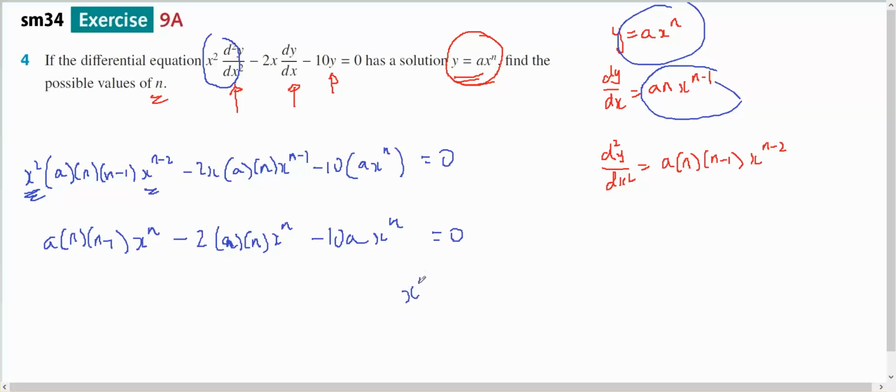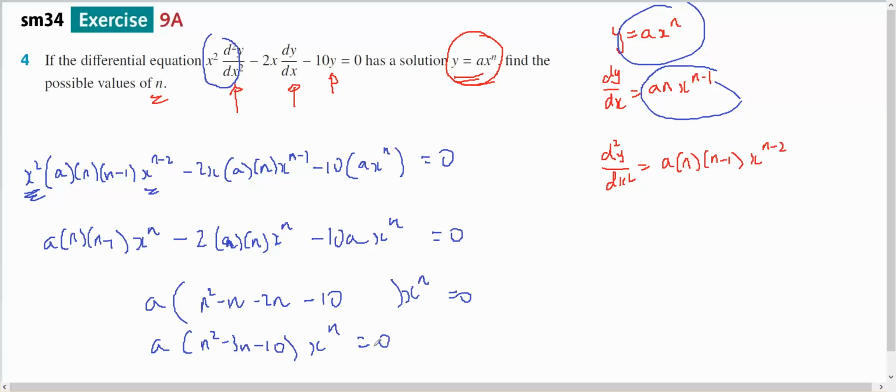So I've got a common factor of x to the n in all of these. I've also got an a in all of these. So if I take the a out, I've then got n squared minus n, the a's gone out, the x to the n, so minus 2n minus 10 equals 0. N squared minus 3n minus 10 times x to the n equals 0.